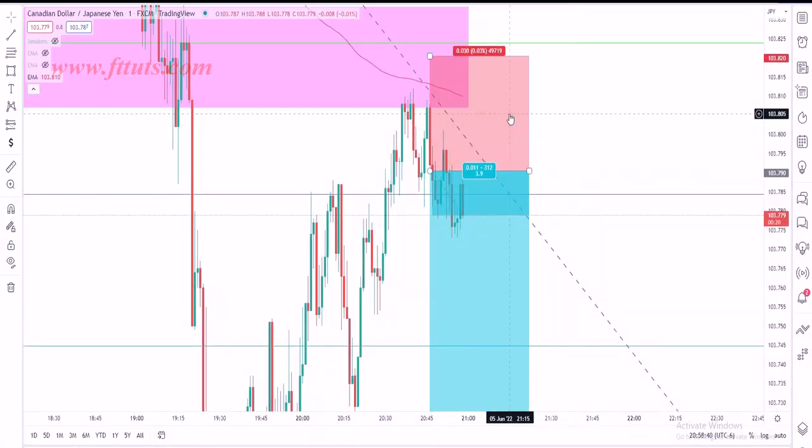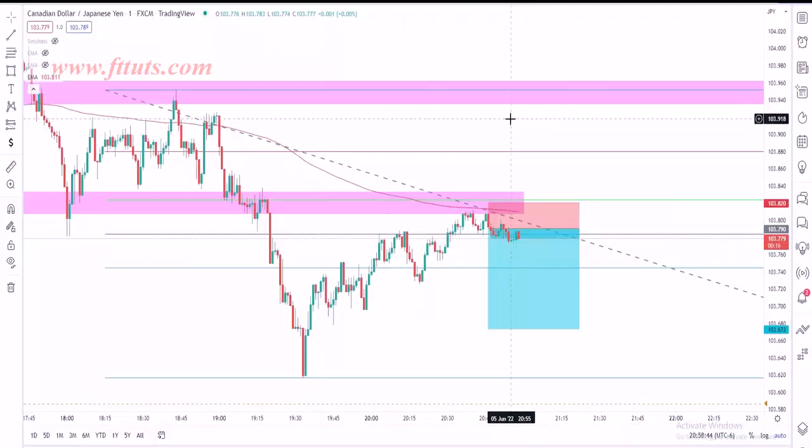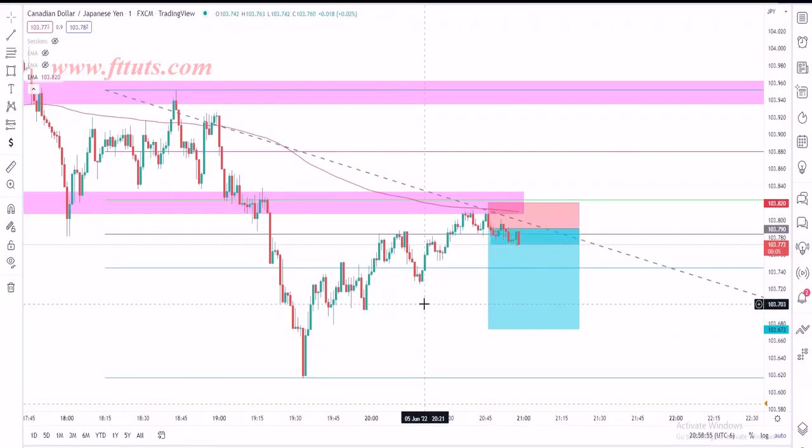3 pip stop loss. And see, this is a 1 to 3.9, but when you have a 3 pip stop loss, look at this. You only need 12 pips to basically end the whole trade. So price does not have to move that far.